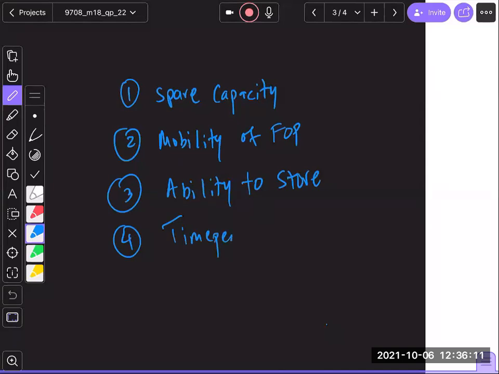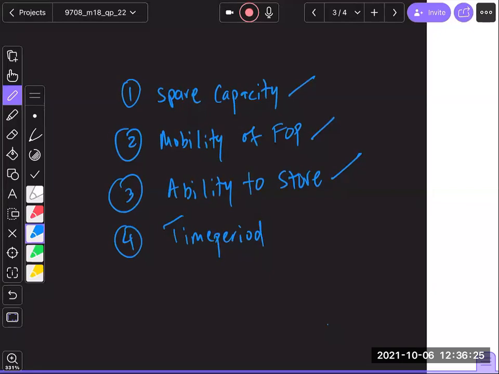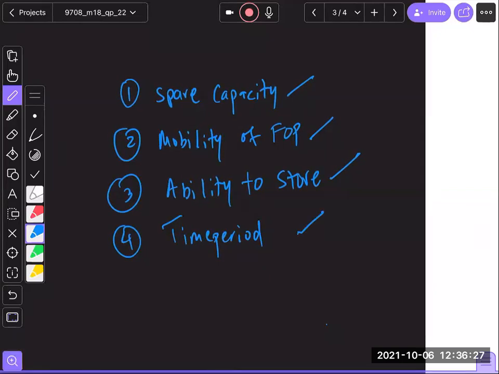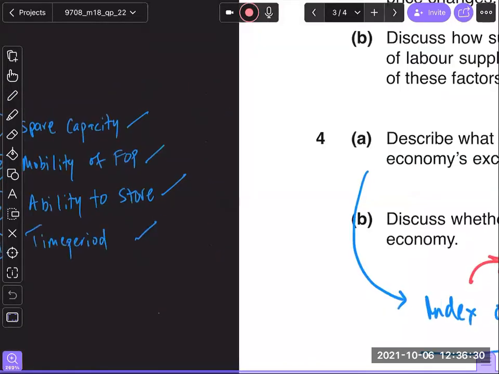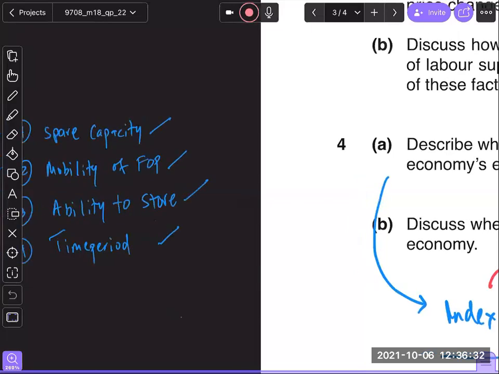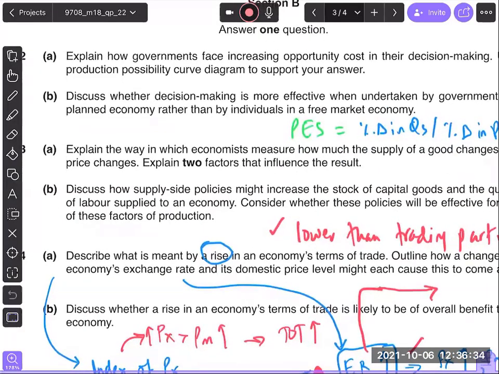The longer the time period, the more elastic will be the supply. So the higher the spare capacity and the more mobile the factors of production, the more elastic will be supply; the higher the ability to store, the higher the elasticity of supply; the longer the time period, the higher will be the elasticity of supply. So good job, guys. We mentioned the formula, we mentioned the definition, and so on. Are we good? Questions?